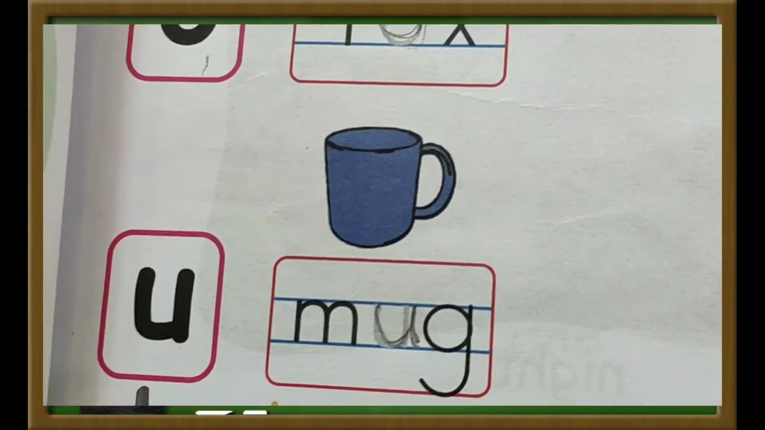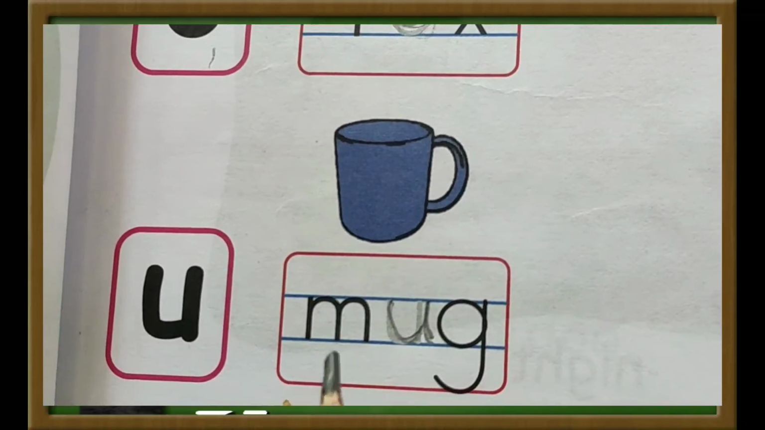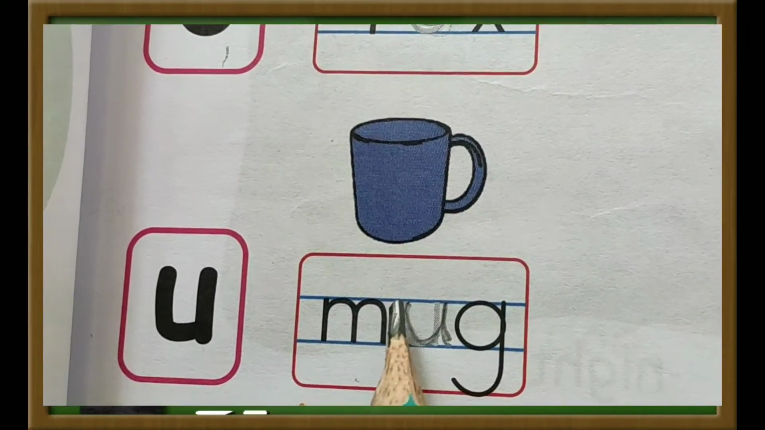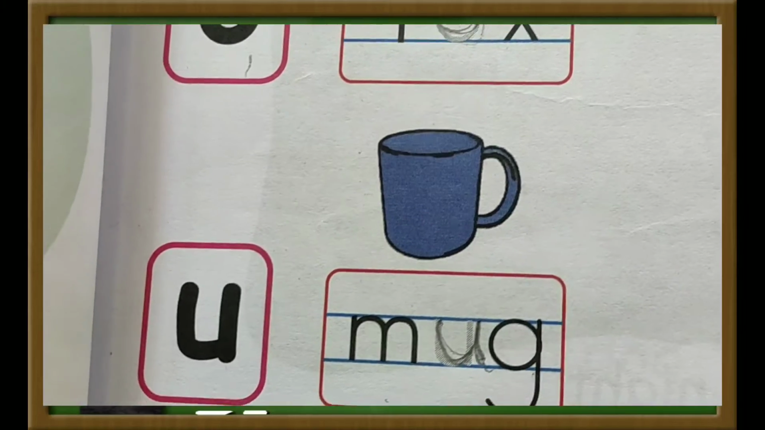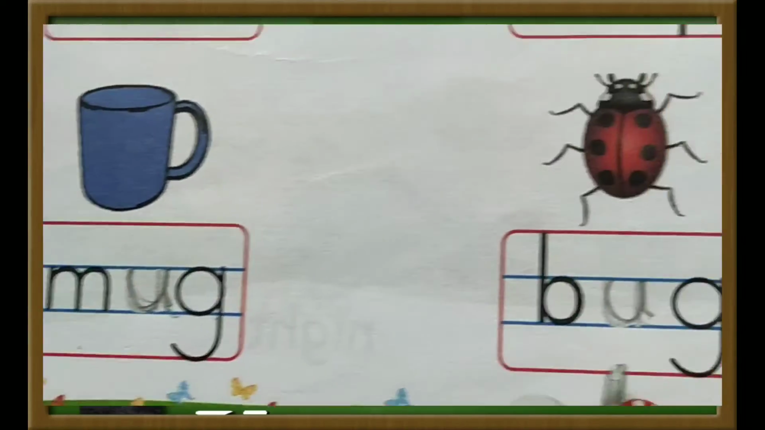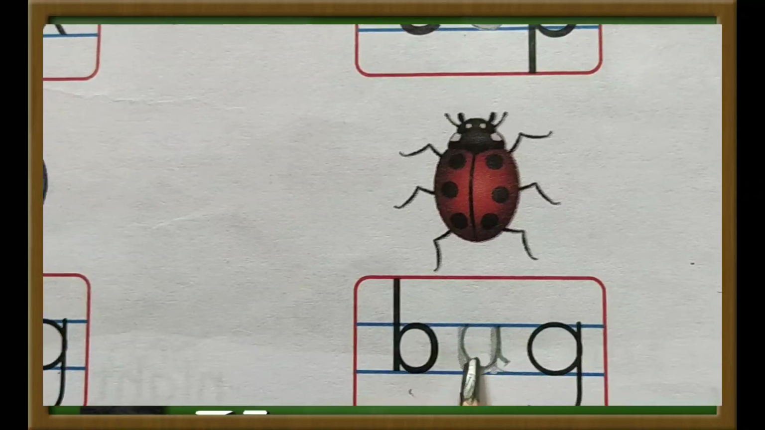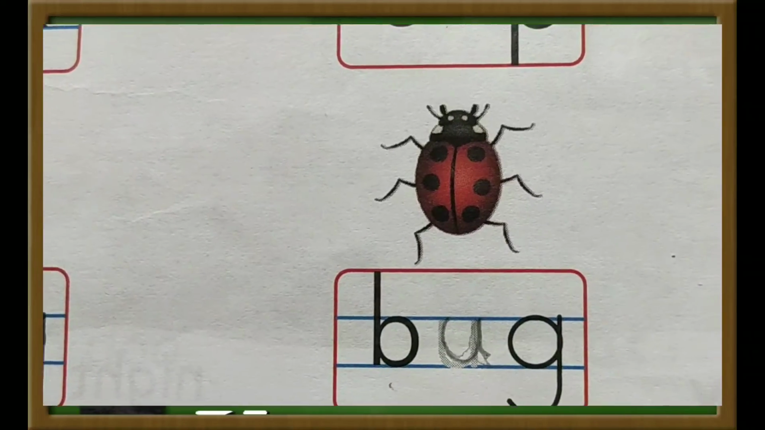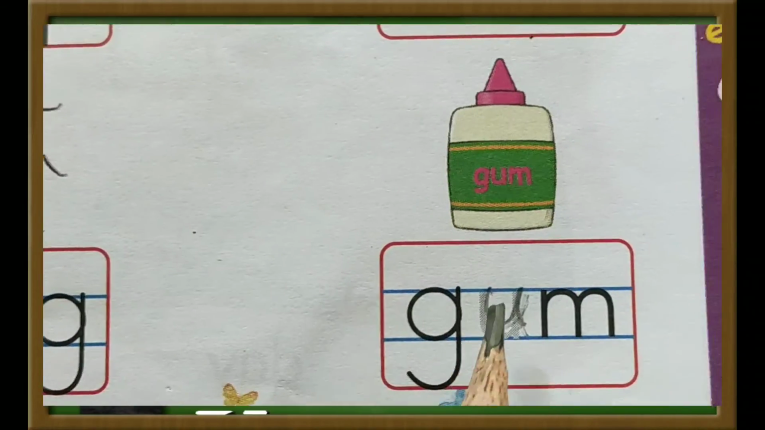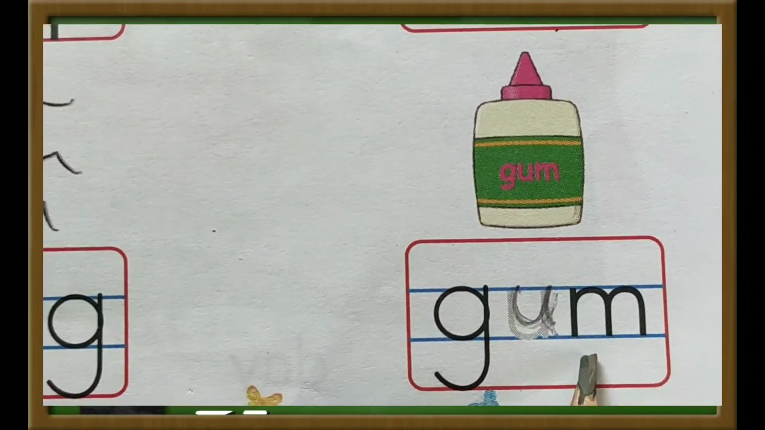Last vowel U. M, U, G. Mug. B, U, G. Bug. G, U, M.